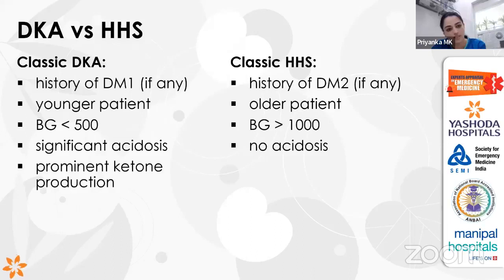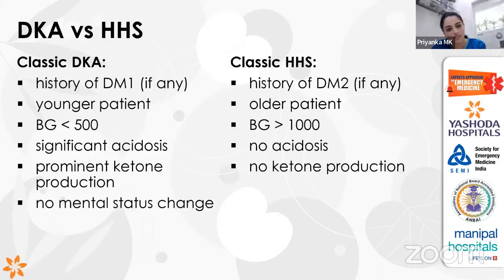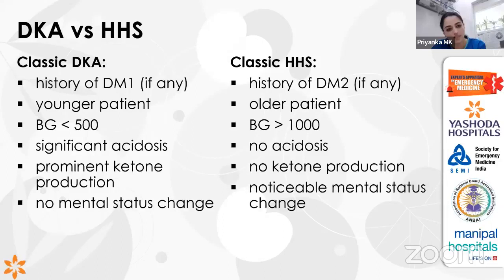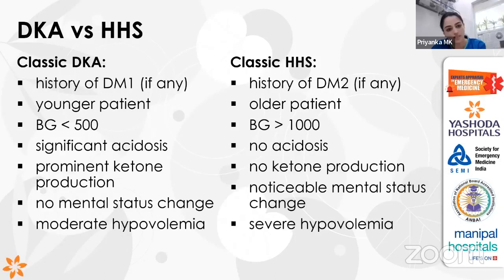You'll have prominent ketone production in DKA and no ketone production in HHS. There is no mental state change in DKA, but in classical HHS, there will be noticeable mental state change. Moderate hypovolemia in DKA, and in HHS, you will have severe hypovolemia.